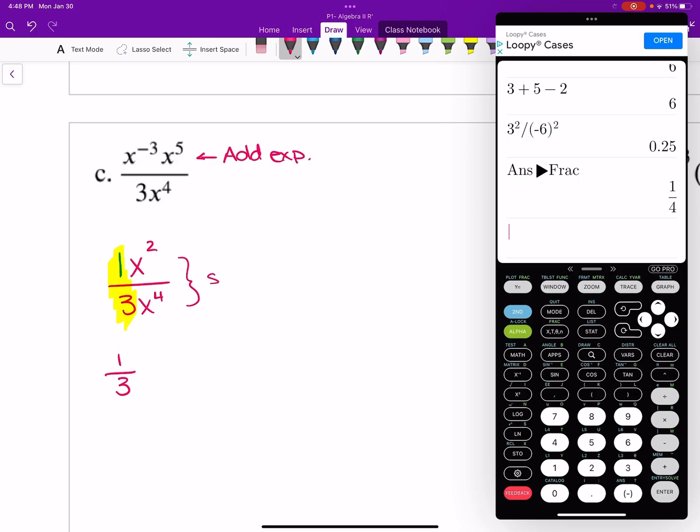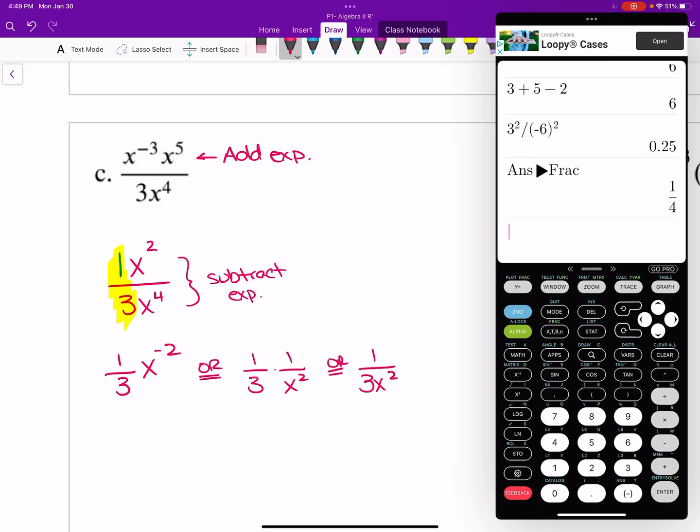And then again, just like on the last one, we're going to subtract our exponents. So we get x to the -2nd. For this one, they didn't say that your exponent had to be a positive number, so you could leave your answer like this. Or if we wanted to make it positive, we could do 1/3 times 1 over x squared. Or you can make it one big fraction, 1 over 3x squared. All three of these mean the same thing.